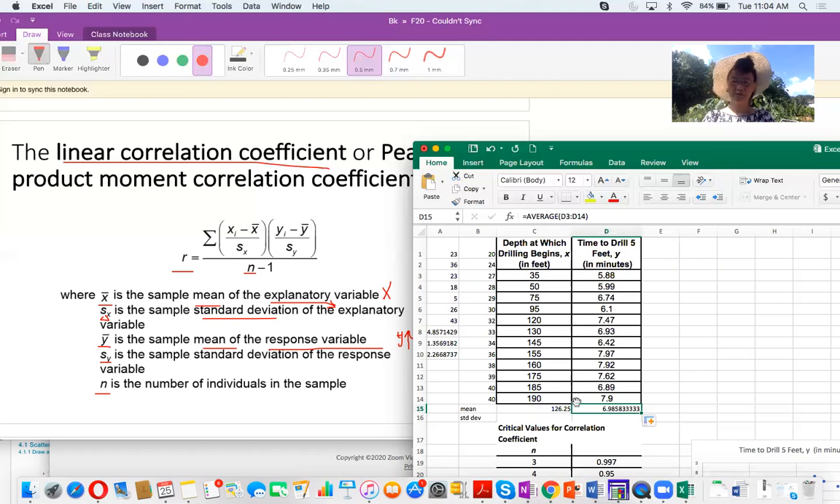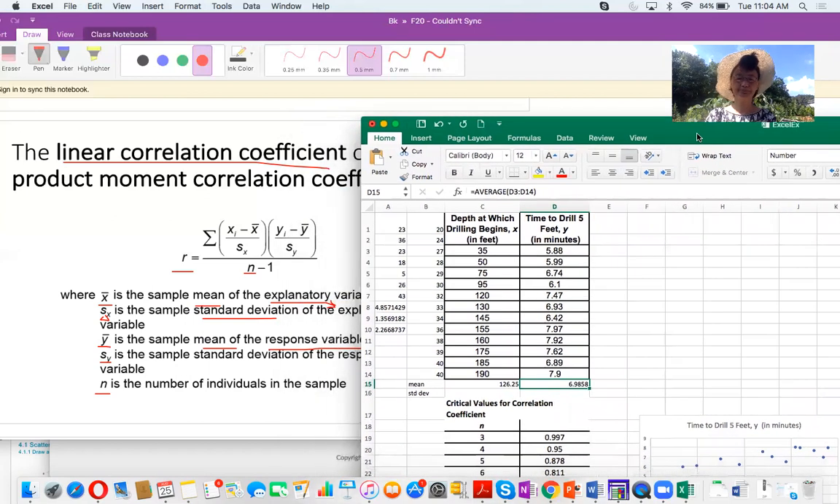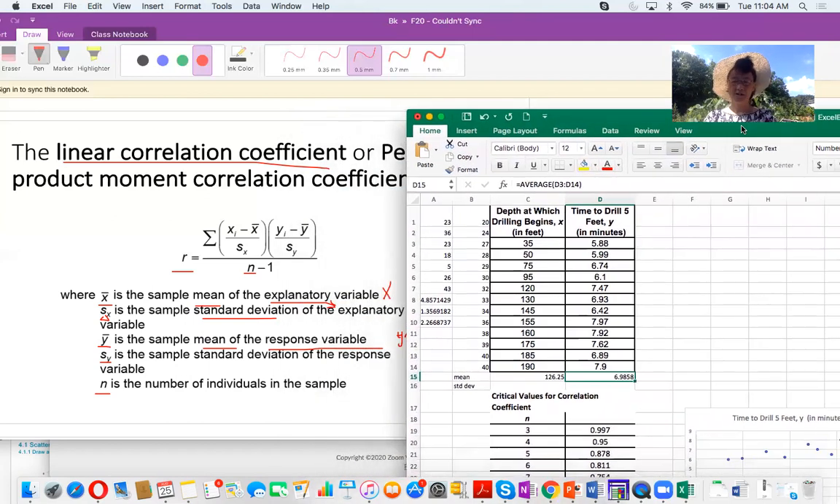I'm going to keep just 2 decimal places. Maybe this one, okay? No, maybe 4, to maintain accuracy. All right, so I figured out this. 126.25 is X bar, and 6.9858 is Y bar. Okay.